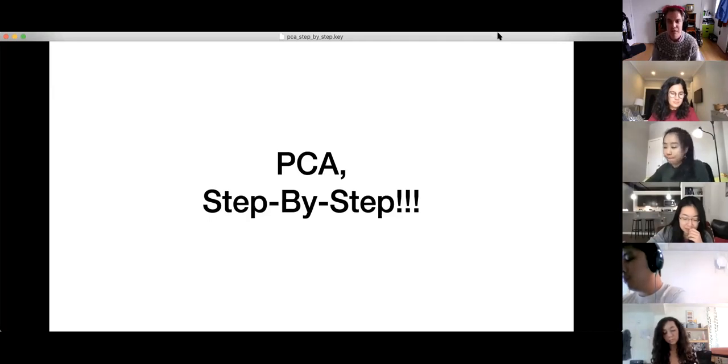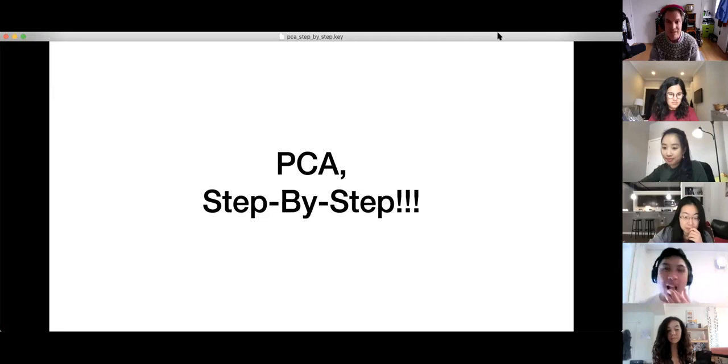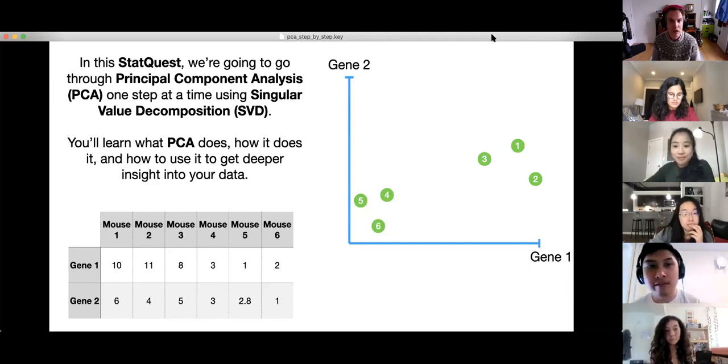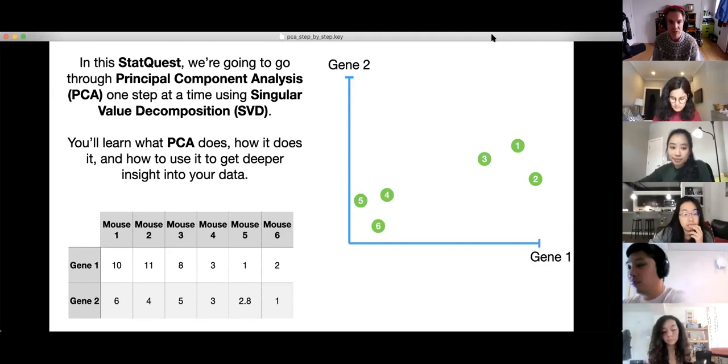And we're going to go through PCA step by step. And we're actually going to go through it step by step multiple times. So by the time we're done with PCA, you guys will have it down cold. Okay, so in this StatQuest, we're going to go through principal component analysis one step at a time using something called singular value decomposition.